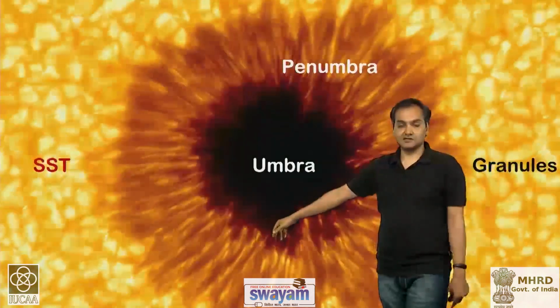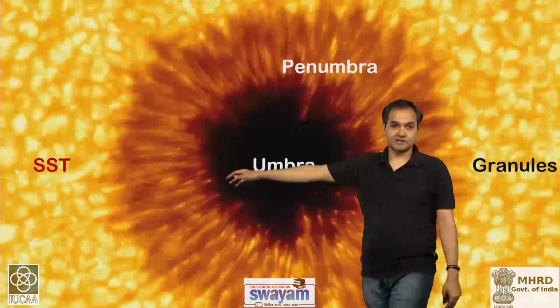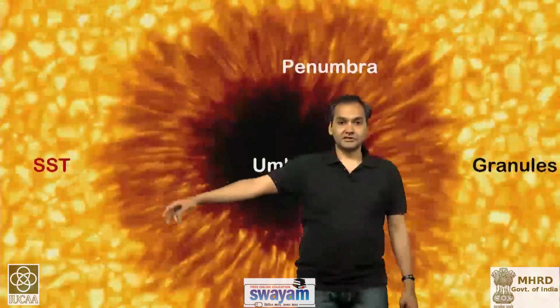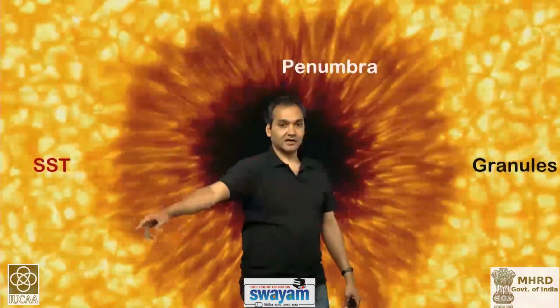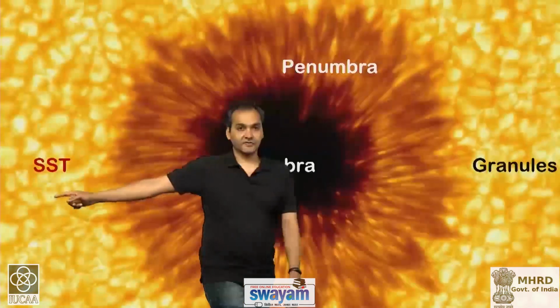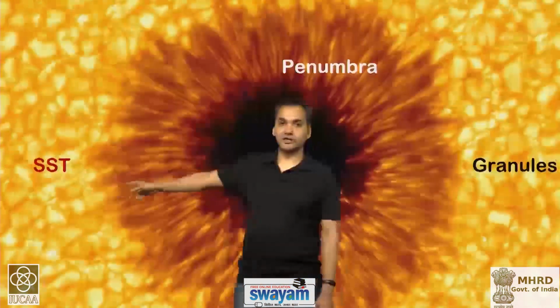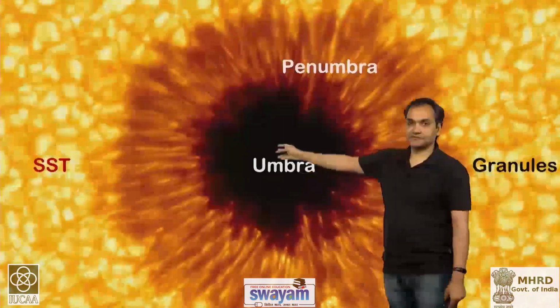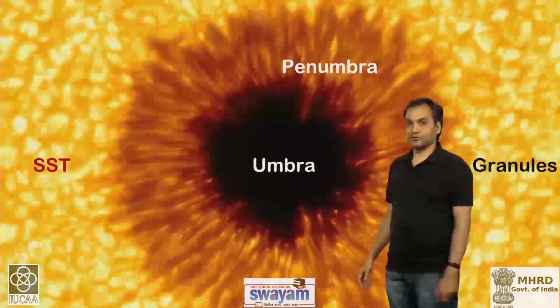This is a sequence of images taken by the Swedish Solar Telescope, which shows the granules over here, but at the same time also the observed umbra and penumbra of the sunspot.